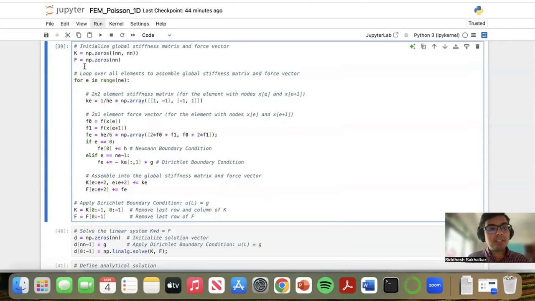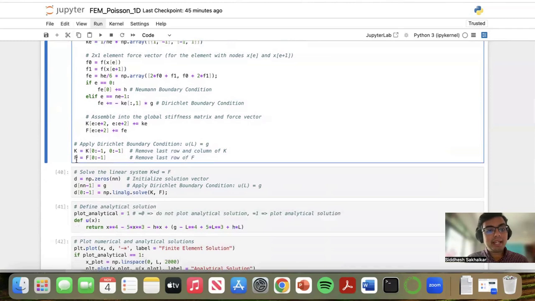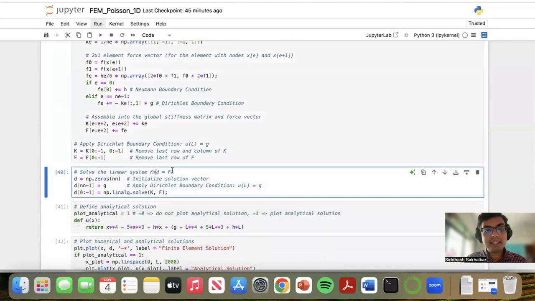So far, our stiffness matrix K and force vector F are of dimensions Nn, where Nn is the number of nodes. But we know that based on our Dirichlet boundary condition, for the last node, we already know the value of the solution. U of L is already G. And so for the last node, we don't need to solve the equation KD equal to F. Hence, we apply the Dirichlet boundary condition to K and F by removing the last row and column of K and removing the last row of F, because we don't need to solve the equation for those particular rows.